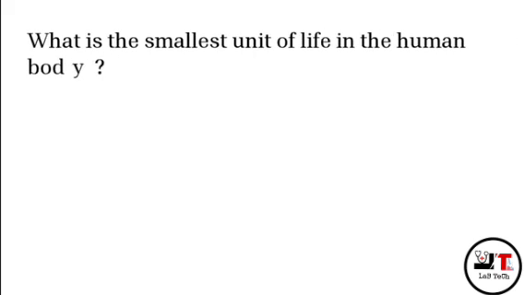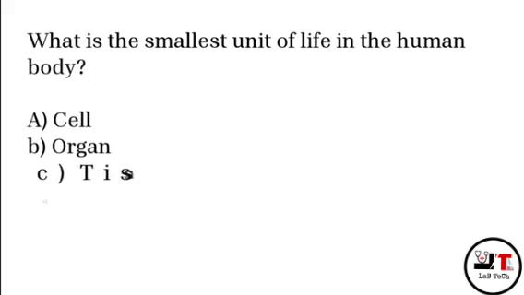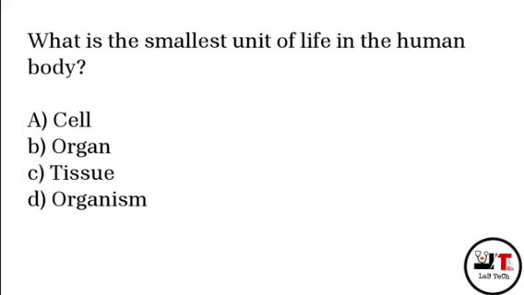What is the smallest unit of life in the human body? Cell, organ, tissue, organism. So the correct answer is option A. Cell is the smallest unit of life in the human body.